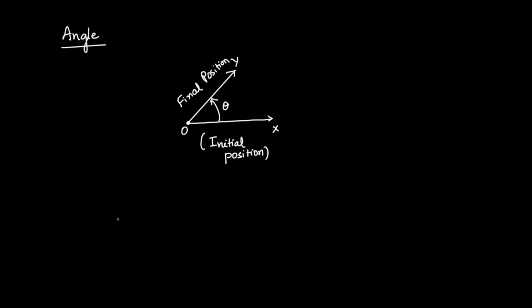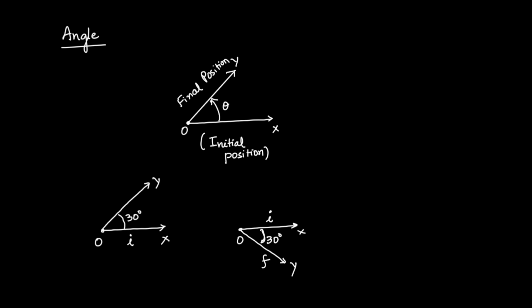For example, when I rotate the initial position of the ray by 30 degrees, this would be my final position. Or maybe I can rotate like this as well. This is the initial position of the ray, I can rotate 30 degrees. So how do I distinguish between these two? Here this is the initial position, this is the final position. Here this is the initial position and this would be the final position.